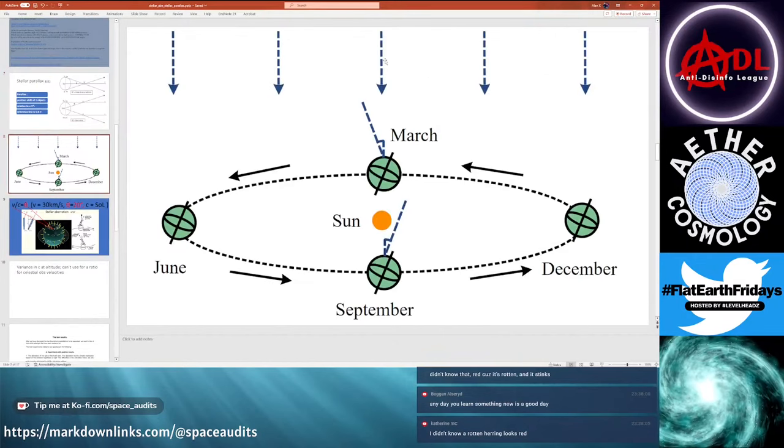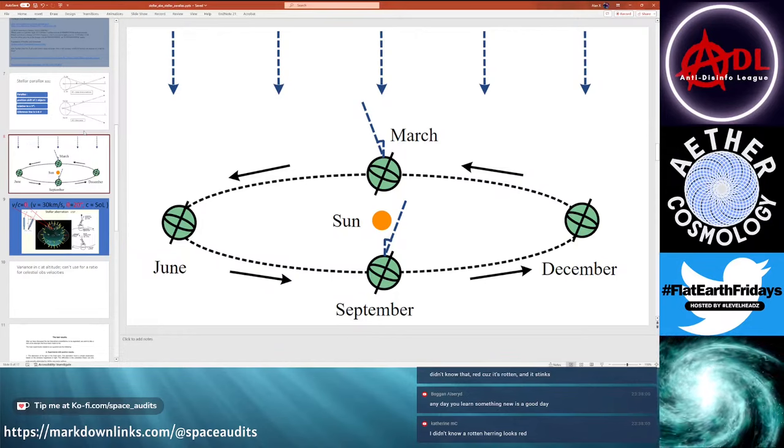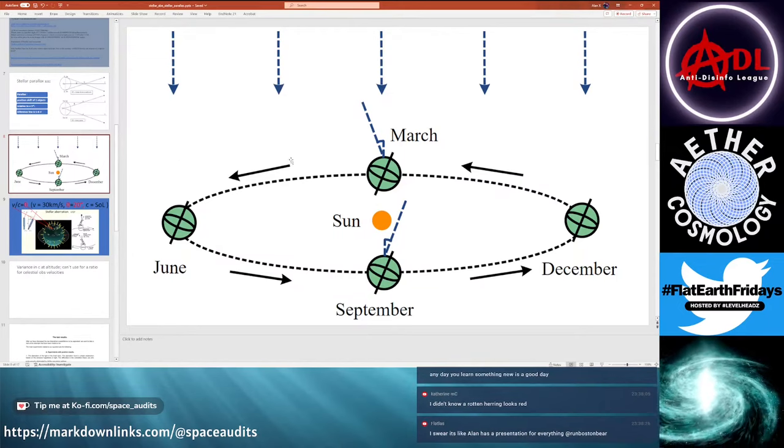So now we're going to get into stellar aberration. Now, stellar aberration, in my opinion, would be their best proof of motion, right? Because they do get a mathematical relationship, which we'll go over here in a second, that is interesting. But we'll touch more on that in a second.